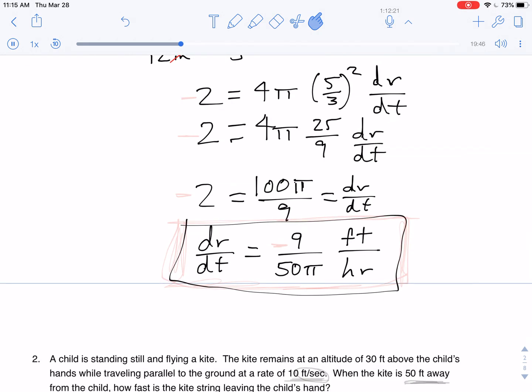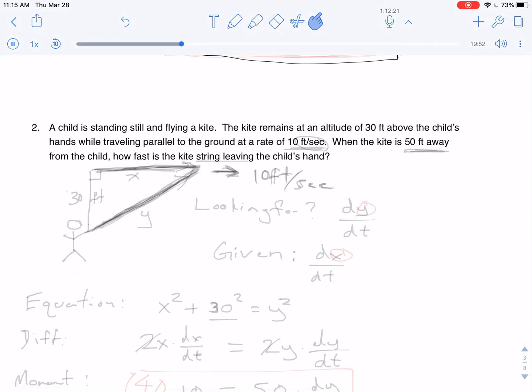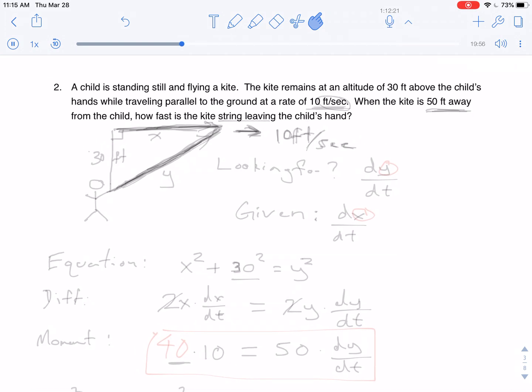A child is standing still. Oh, it's not realistic because a child can't stand still. Anyway, a child is standing still and flying a kite. The kite remains at an altitude of 30 feet above the child's head while traveling parallel to the ground at a rate of 10 feet per second. When the kite is 50 feet away from the child, how fast is the kite string leaving the child's hand?